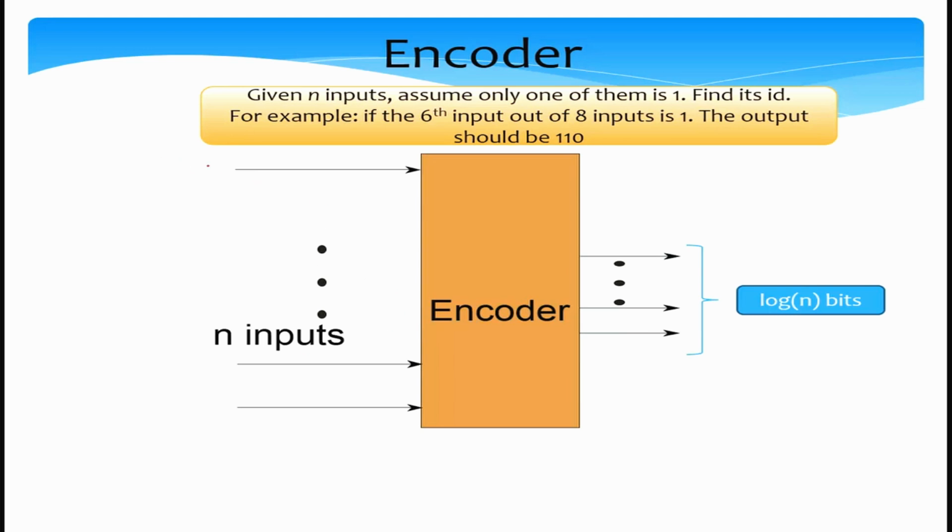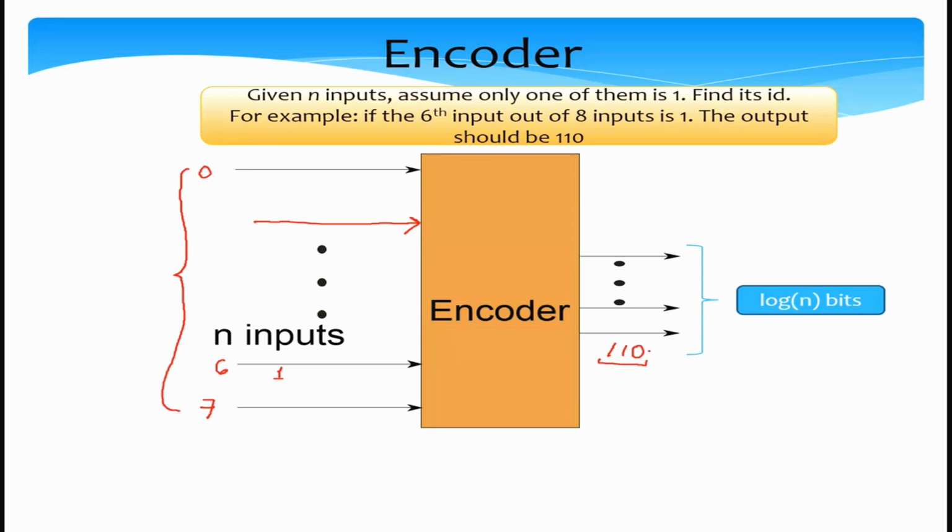So this is a normal encoder. There's something called a priority encoder, which I'll tell you what it is, but we'll not discuss its design. Let's assume there are n inputs and one of the inputs is equal to 1, the rest are 0. Then the output is the ID of the input, that is, which input is 1. For example, let's say that the inputs are numbered from 0 till 7, and the 6th input is equal to 1, the rest are 0. The output should indicate which particular input is 1, so the output should be 1, 1, 0, which is the binary for 6.